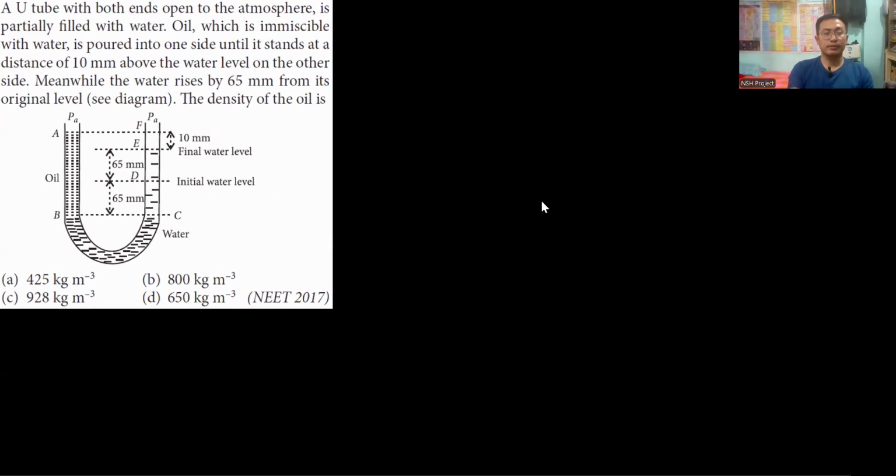So anyway, a U tube with both ends open to the atmosphere is partially filled with water. Oil, which is immiscible with water, is poured into one side until it stands at a distance of 10 mm above the water level on the other side. Meanwhile, the water rises by 65 mm from its original level. The density of the oil is... It's a very simple question.